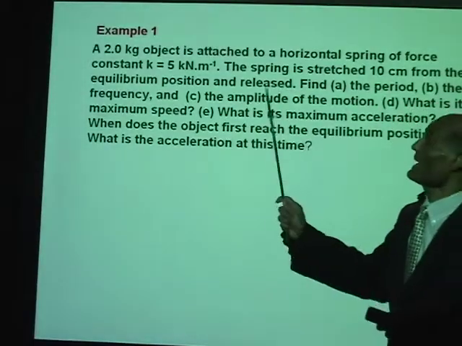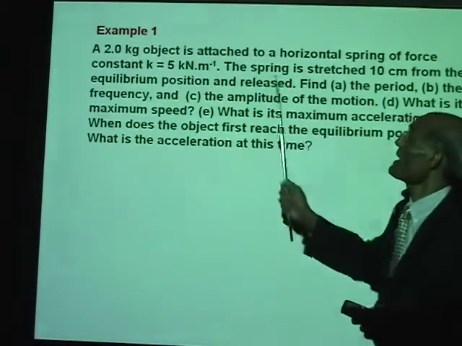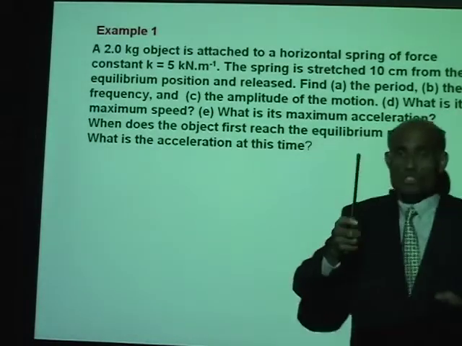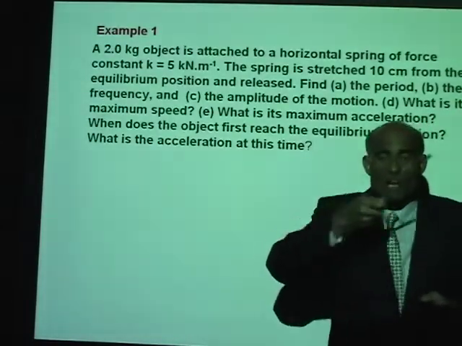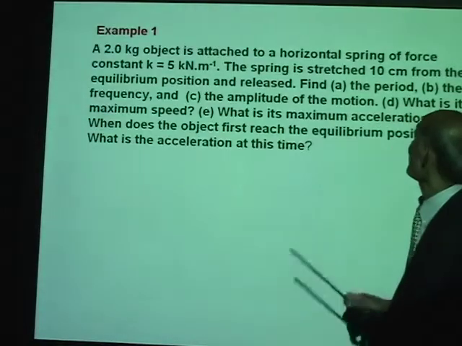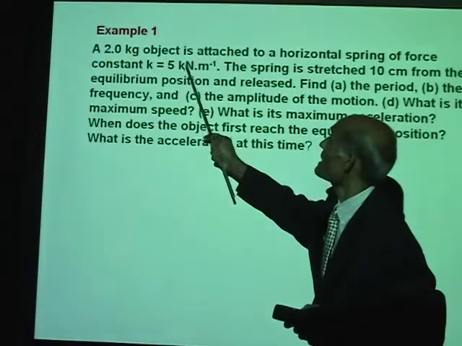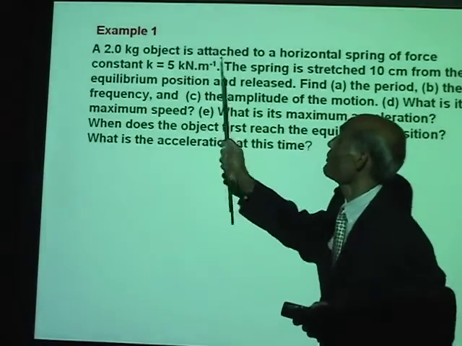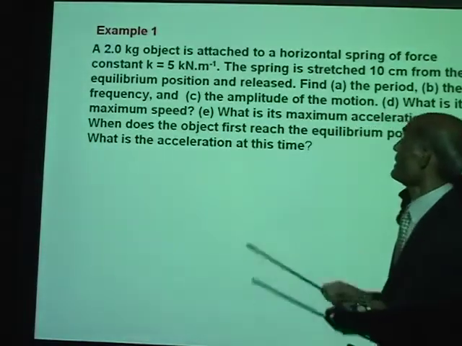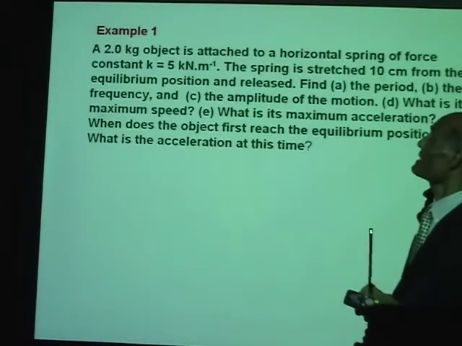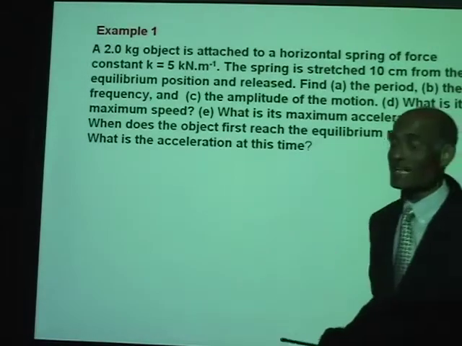Now read this problem carefully. A 2 kilogram object is attached to a horizontal spring. So this time you have a spring that oscillates horizontally with a force constant k equal to 5 kilonewton per meter. Watch that unit. The spring is stretched 10 centimeters from the equilibrium position and released.